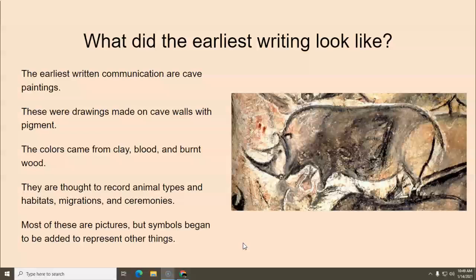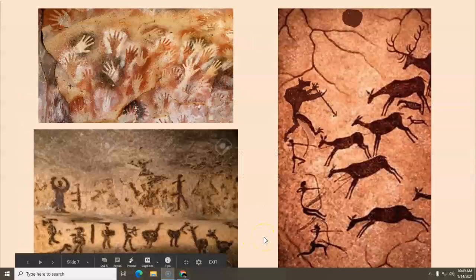And while we don't know, of course, because we can't go back and talk to them, by studying these, they recorded what types of animals were in the area, the migration patterns of herds. There were symbols found that stood for landforms at the time, like mountains, rivers, fields, certain kinds of ceremonies. And they started out as just being pictures, like this one. There's a rhinoceros. And that's a pretty decent drawing of a rhinoceros. But then they started adding symbols to it that would mean different things.